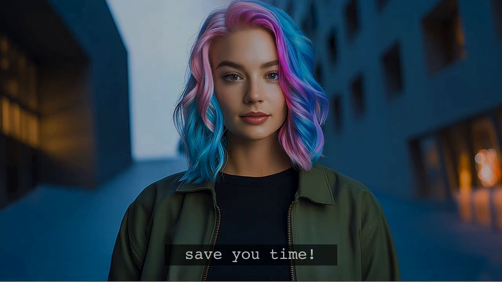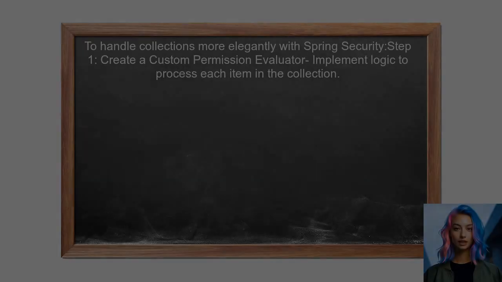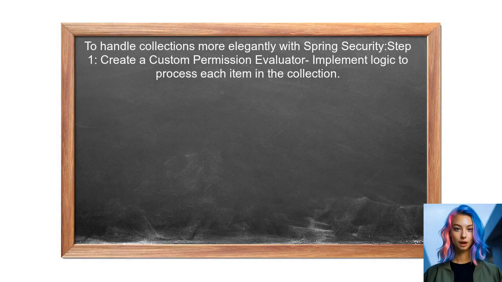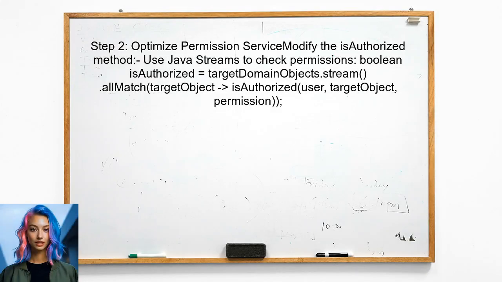make your code cleaner. To handle collections more elegantly with Spring Security, the user can create a custom permission evaluator that processes each item in the collection. This way, the user can streamline the permission checks. Next, the user should modify the existing permission service to handle collections more efficiently. Instead of checking permissions for each object individually, the user can use Java streams for a cleaner approach.